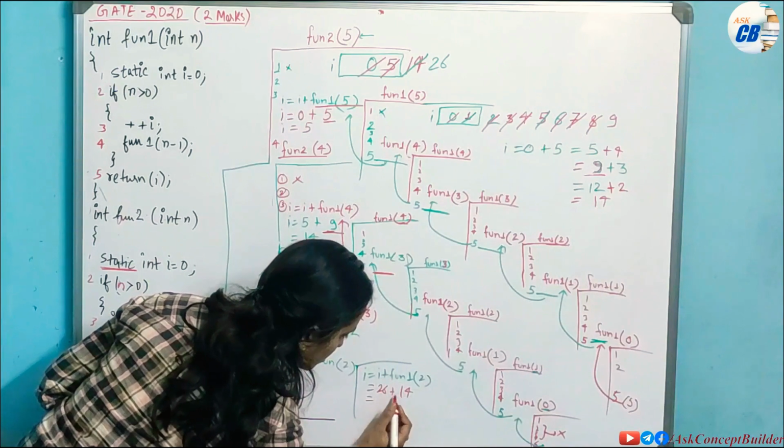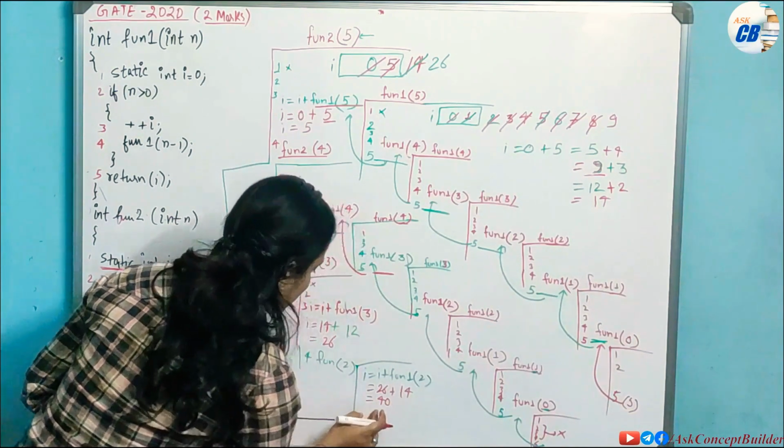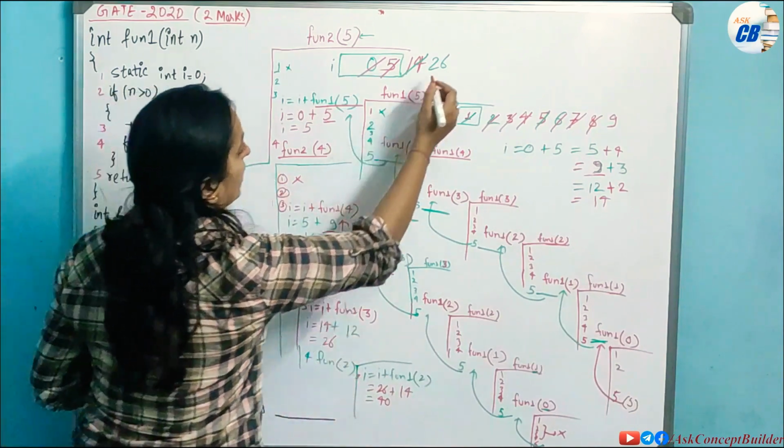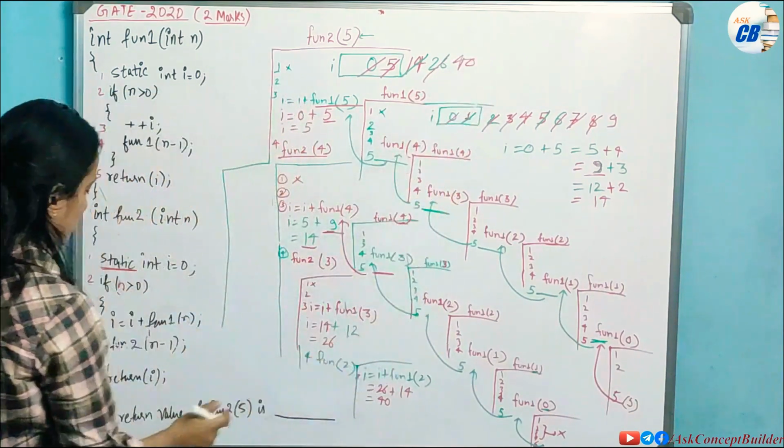Now the summation of this is 10 and 40. So this was the third statement, and I has become 40. Now I has become 40. Okay, so this was the third statement.